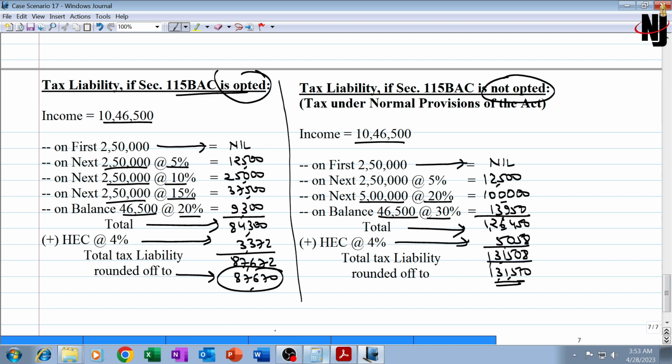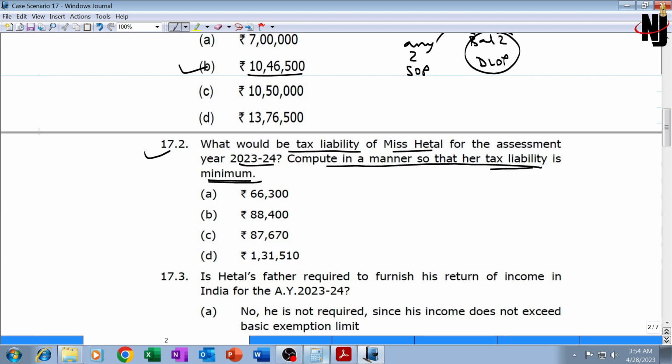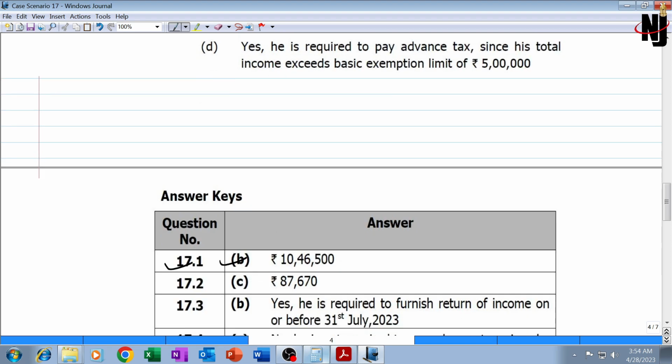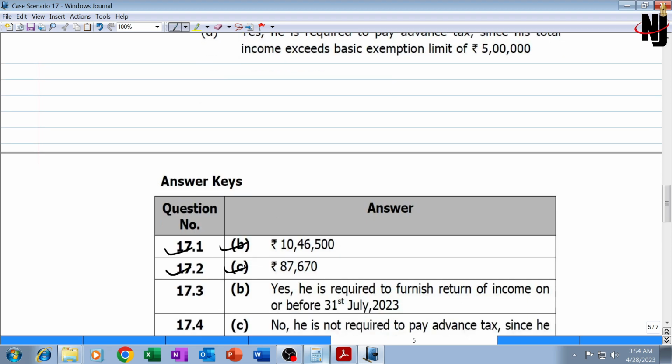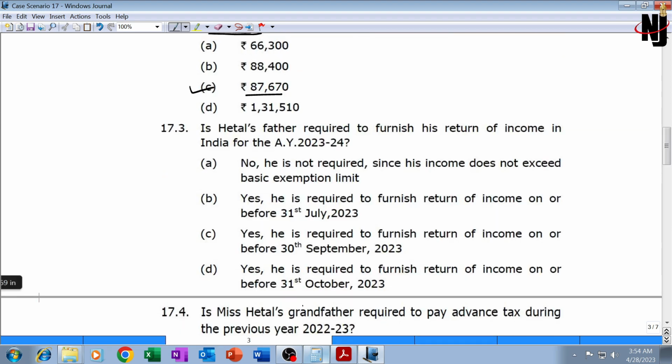Answer: 115BAC should be opted. 87,670. Answer C for 17.2. Our answer is 87,670. Institute's answer is also C, 17.2, 87,670.